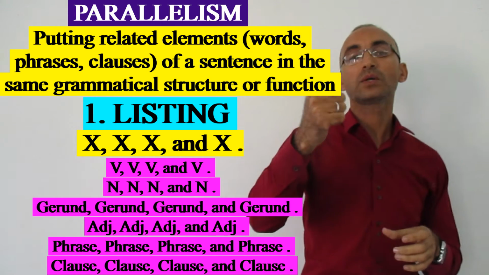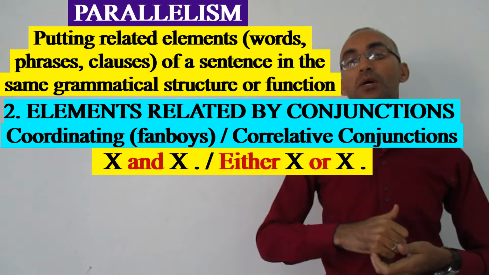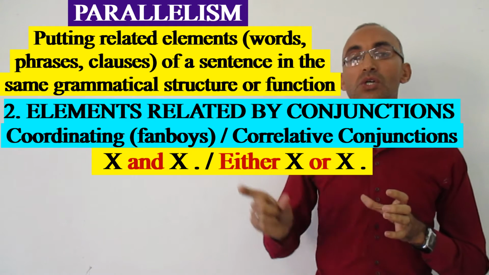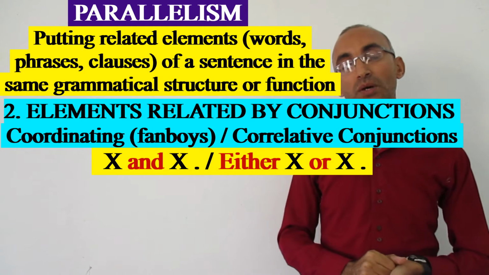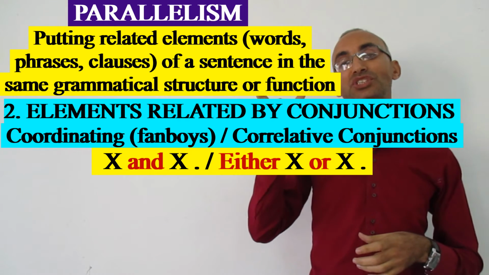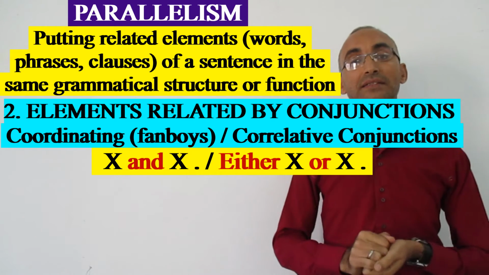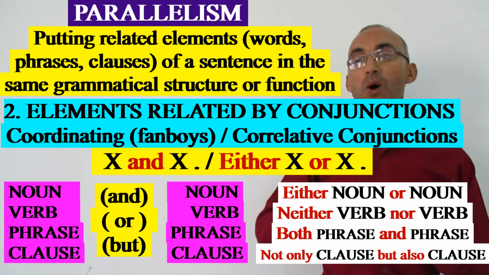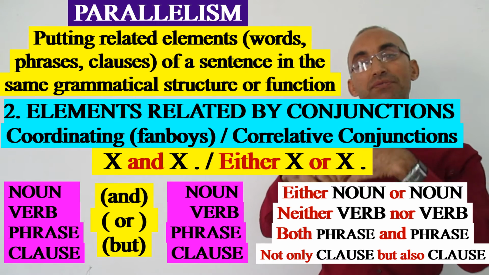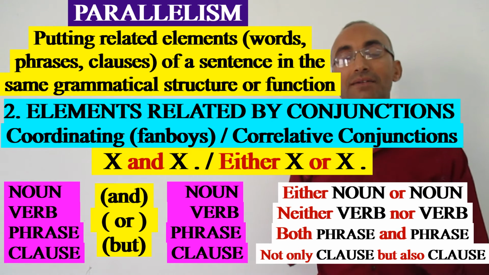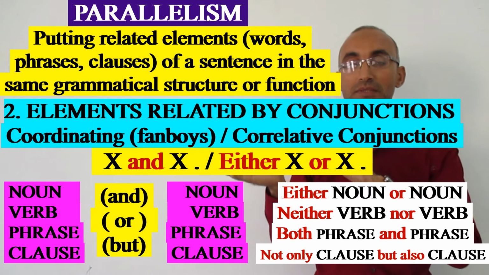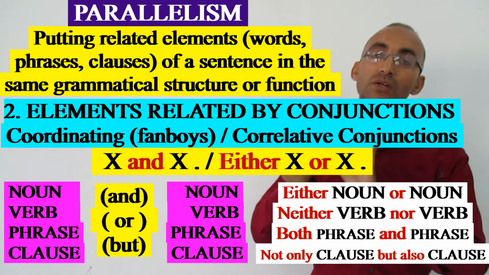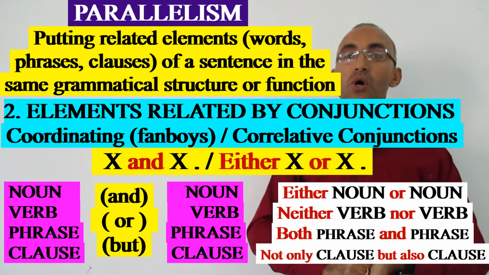Also, we have the second major case for parallelism, when we have items which are related by conjunctions, mainly the FANBOYS and also the correlative conjunctions. For example, whenever we find in a sentence the coordinating conjunction and or but, what comes before it and what comes after it should have the same grammatical function. Whether both of them are nouns, both of them are verbs, both of them are phrases or clauses, or any other function or form or structure.